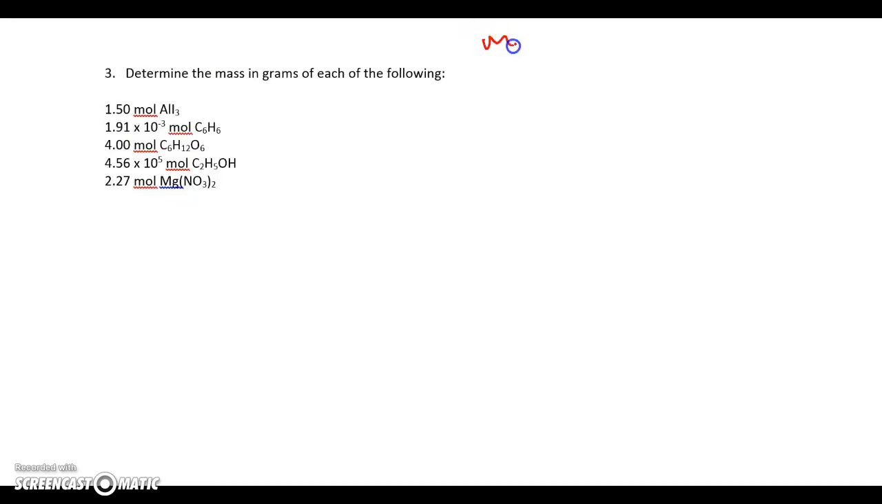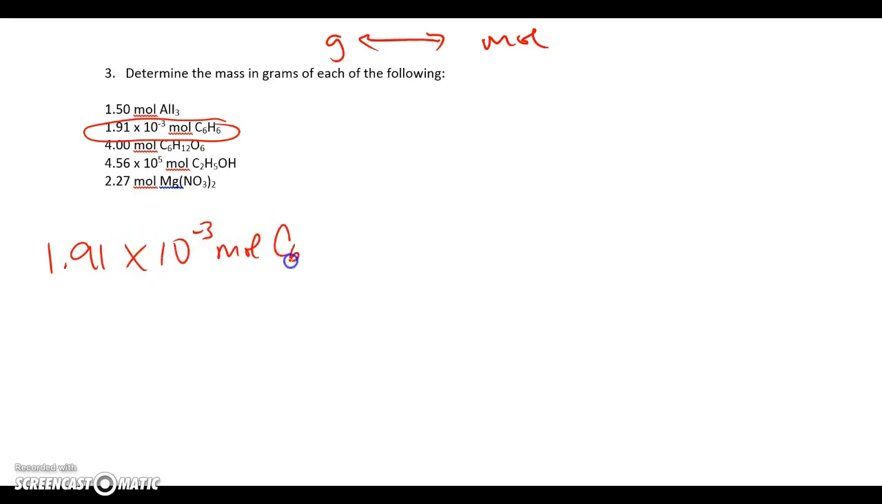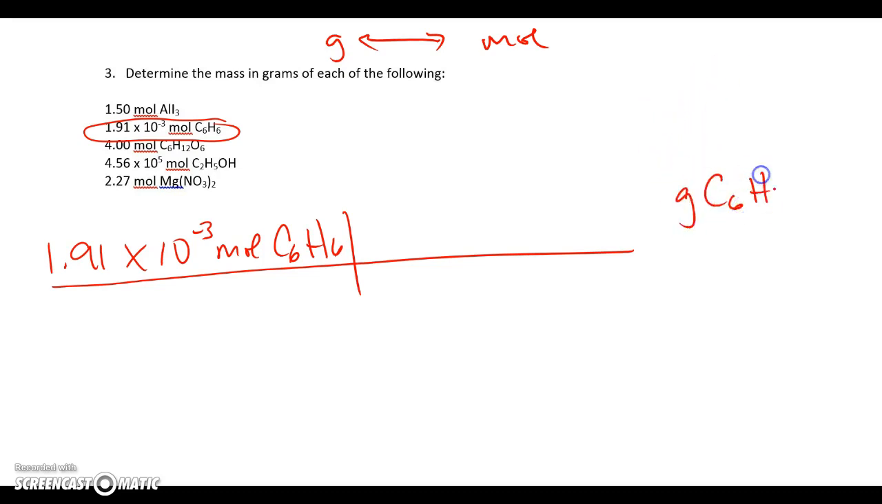Moving on. Now we're going from moles back to grams. Again, we're using molar mass. So let's just do one of these, okay? I'm going to start here. What am I given? 1.91 times 10 to the negative 3 moles of C6H6. Given, T-chart. All right. I want to get grams of C6H6. That unit had better be in my numerator. And this unit needs to cancel.